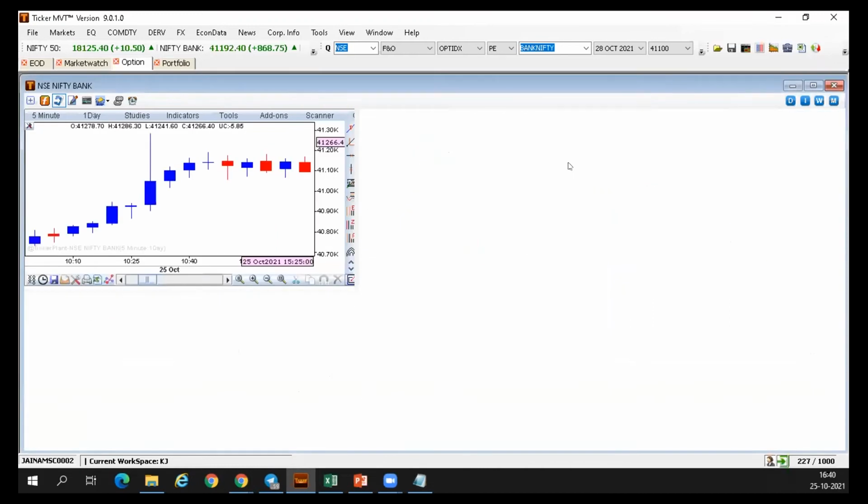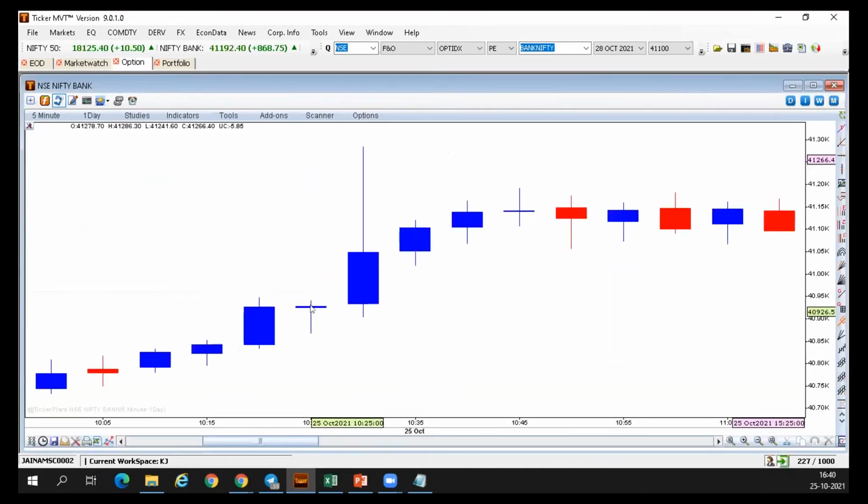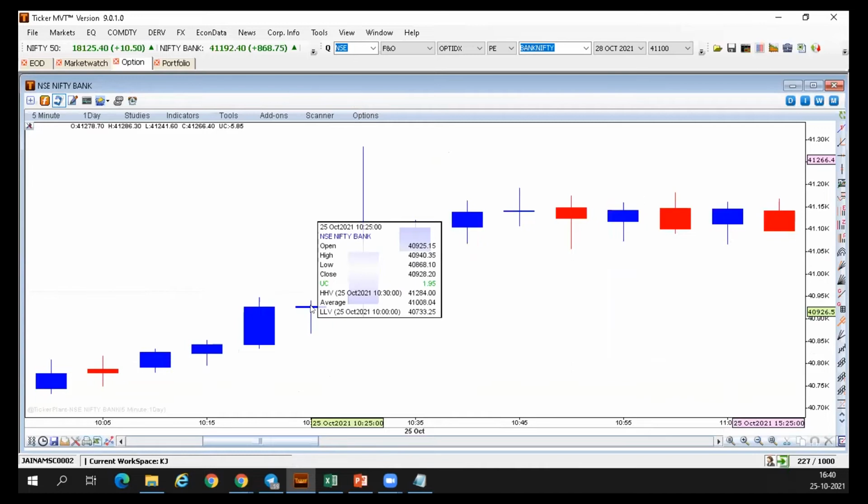Here you can see, everyone can see, this is the 10:25 candlestick. It started at 10:25 and closes at 10:30. So what is the close of the 10:30 candle? Can anyone make it out from here? It is correct, 40,928. If my 5-minute candle closes at 40,920, then what would be my at the money? 40,900. Clear? Any doubt on 40,900?